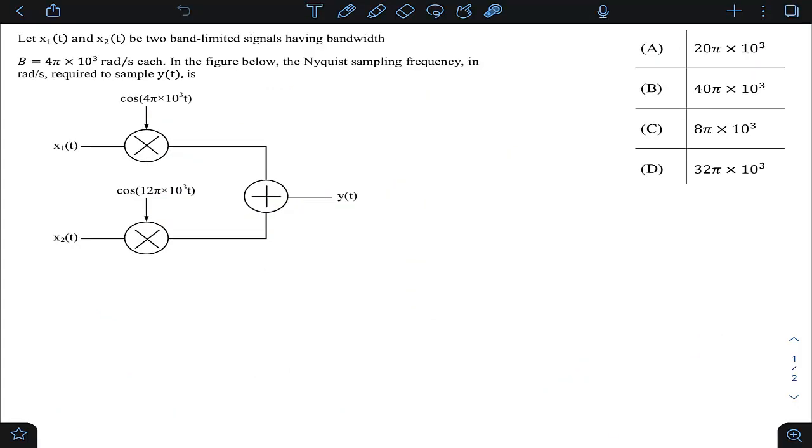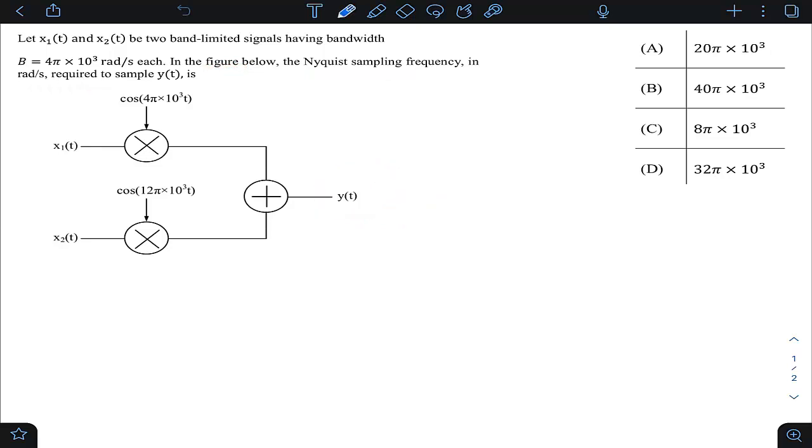This question was asked in GATE 23 of Electronics. It is from the Signals and Systems subject, from the sampling concept. The question is: let x1(t) and x2(t) be two band-limited signals having bandwidth B equal to 4 pi into 10 raised to power 3 radian per second each. In the figure below, the Nyquist sampling frequency in radian per second required to sample y(t) is. So you are supposed to find the sampling frequency of y(t).